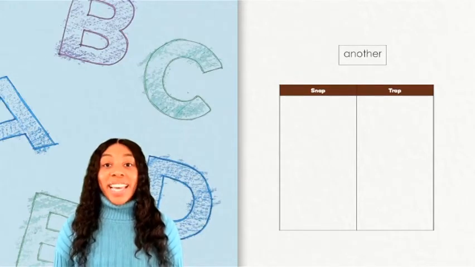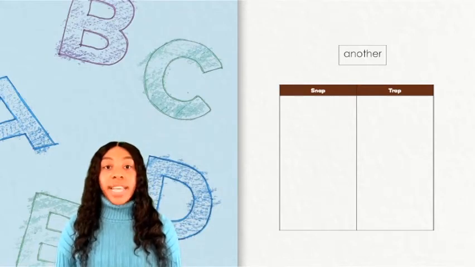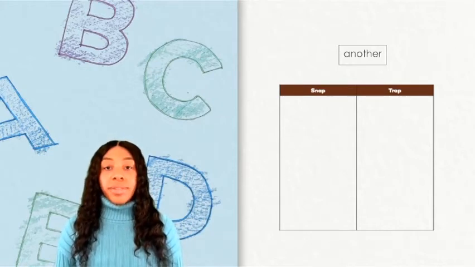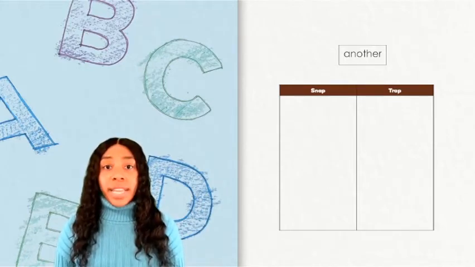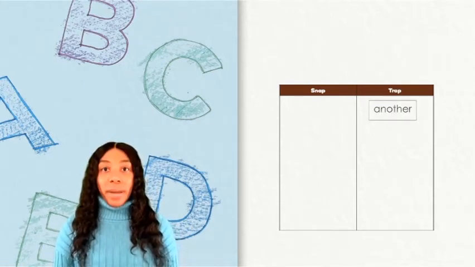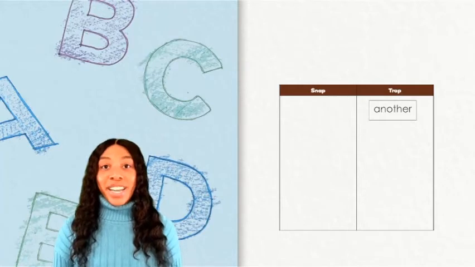Another. In this word, we see the schwa sound spelled A, as we have been talking about. But there is also a second schwa sound, the O, na. And then the last syllable has the sound third. But when a word has two schwa sounds, it is tricky. So another goes in the trap column. Here's our next word.